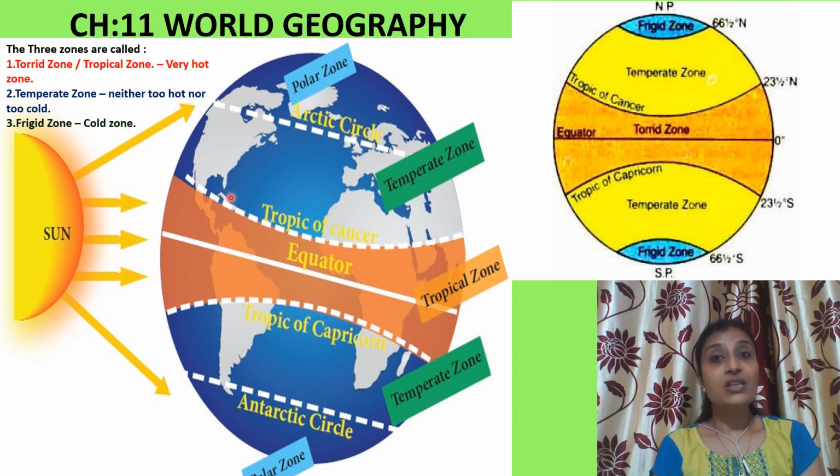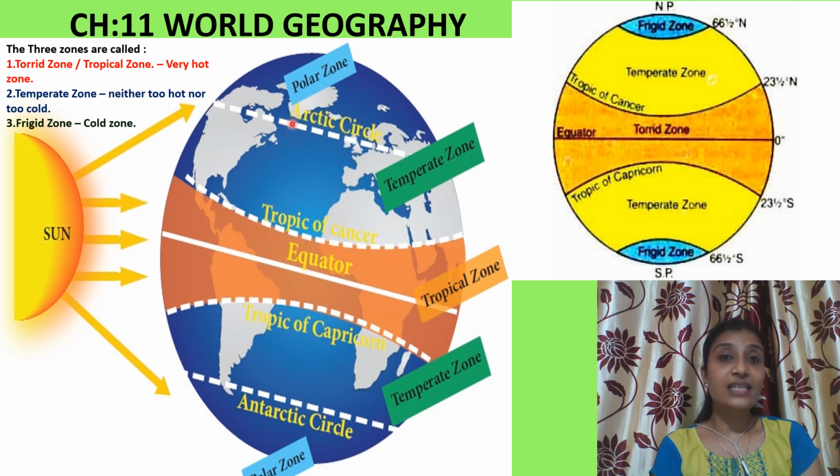Now, because our earth is spherical in shape, the sun rays received on the other parts are slanting. So from the Tropic of Cancer to the Arctic Circle and from the Tropic of Capricorn to the Antarctic Circle, we get slanting rays of the sun. This area is neither too hot nor too cold. This area is called the temperate zone. As we move away from the equator, the climate becomes cooler.